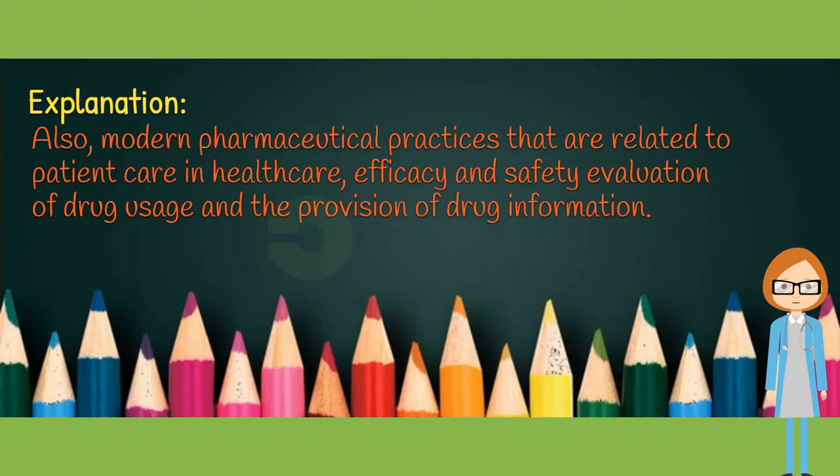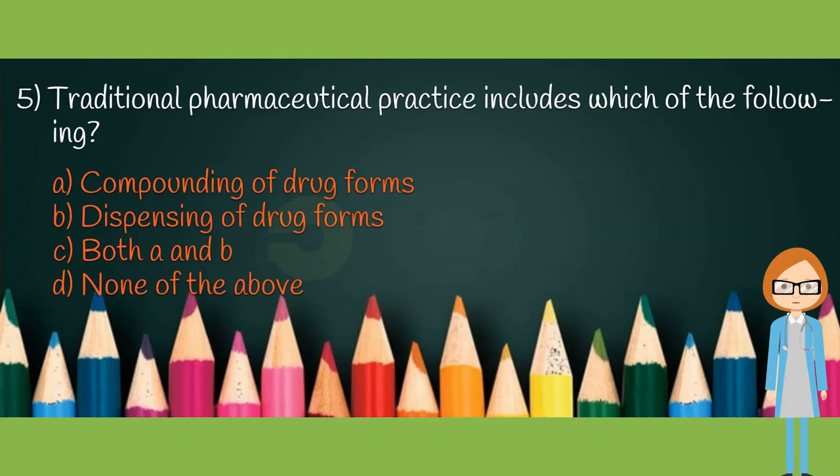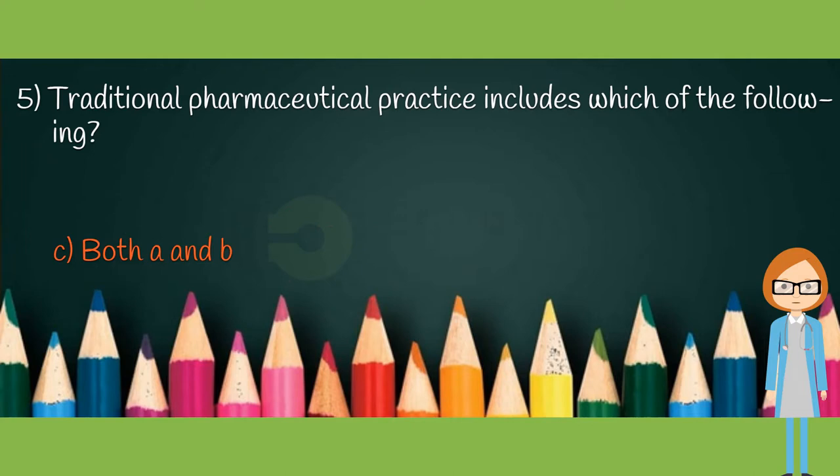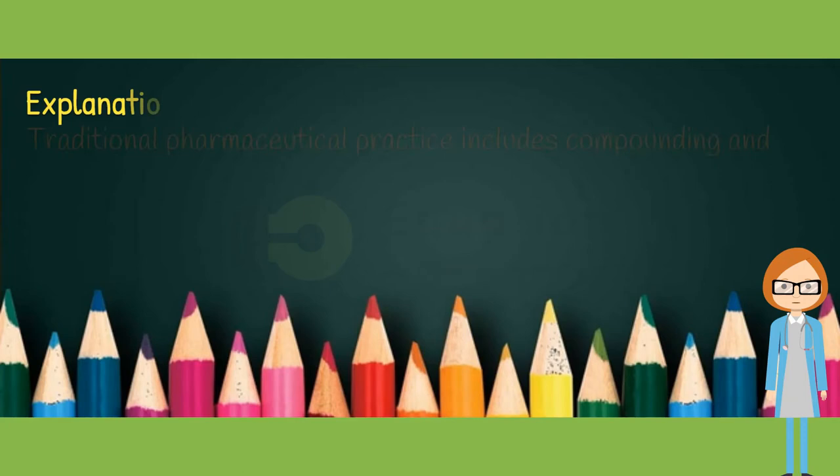Question 5. Traditional pharmaceutical practice includes which of the following? Option A, compounding of drug forms. Option B, dispensing of drug forms. Option C, both options A and B. Option D, none of the above. The correct answer is option C. Traditional pharmaceutical practice includes compounding and dispensing of drug forms.